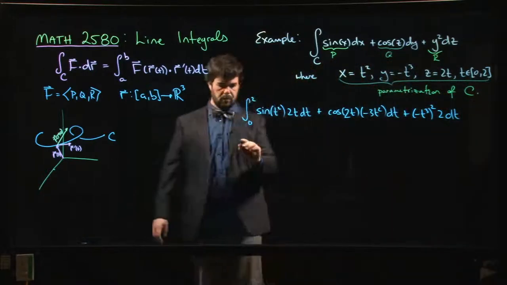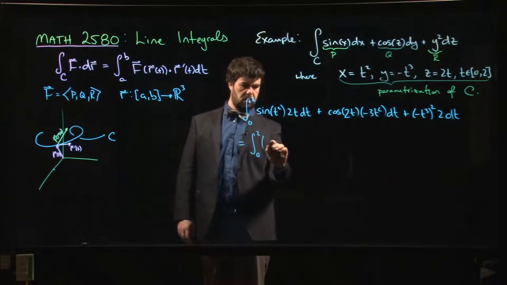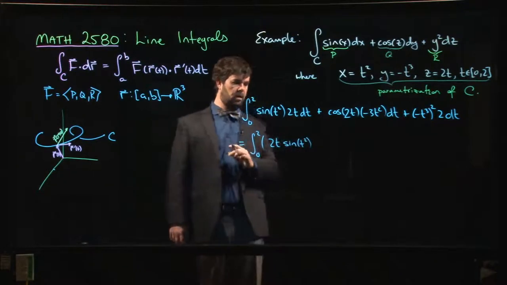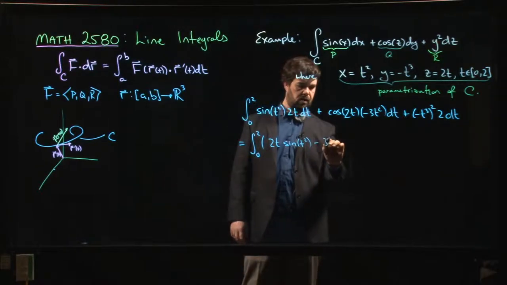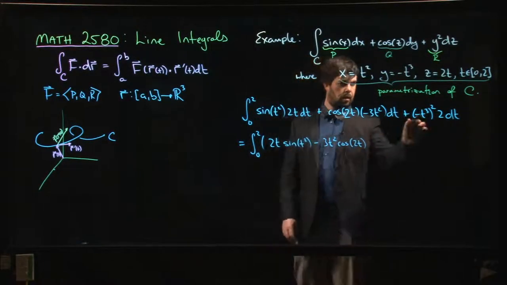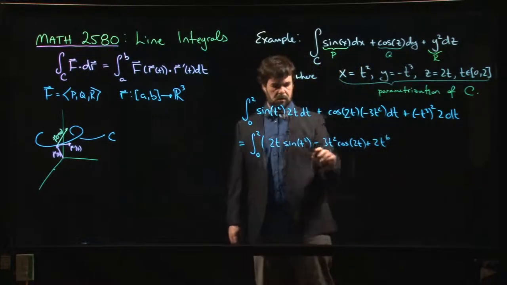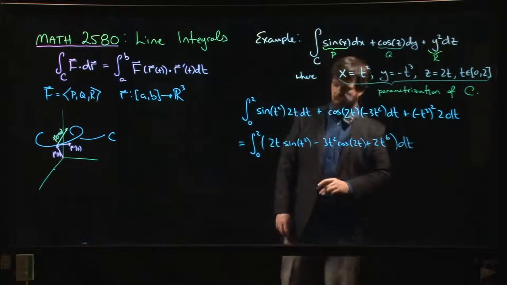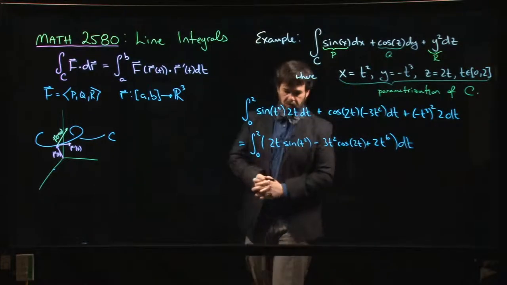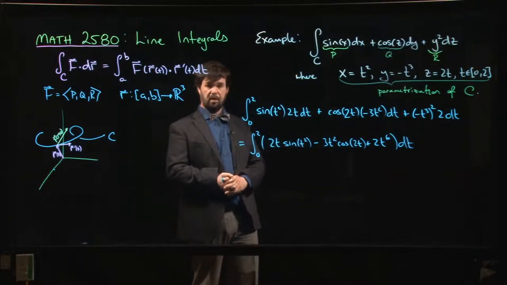So from here, you gather everything up, factor out the dt if you like. So 2t sine of t squared minus 3t squared cos 2t plus 2t to the sixth, okay? And you integrate that with respect to t. So at this point, you've got a standard kind of single variable integral that you can evaluate using techniques from Calc 1 or Calc 2 or by plugging this into Wolfram Alpha or something like that.